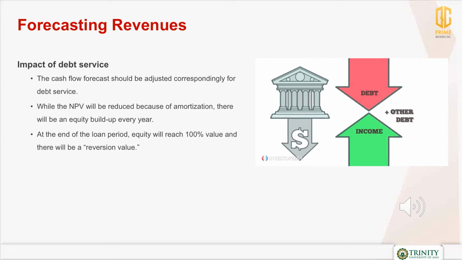Note that in forecasting revenues, we should consider the impact of debt service. Here, we have to adjust the cash flow forecast correspondingly to the debt service. While the net present value will be reduced because of amortization, there will be an equity build-up every year. And at the end of the loan period, equity will reach 100% value, and there will be a reversion value.